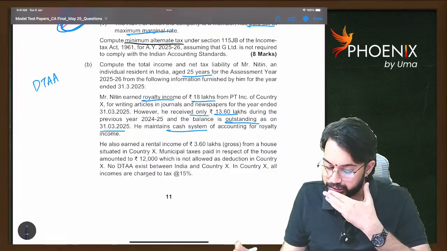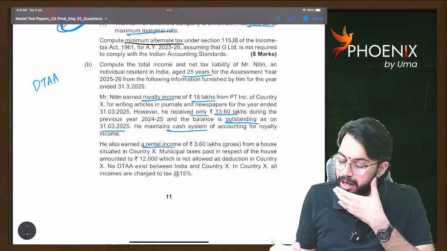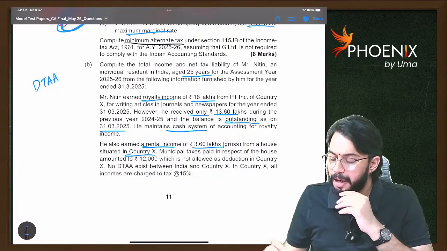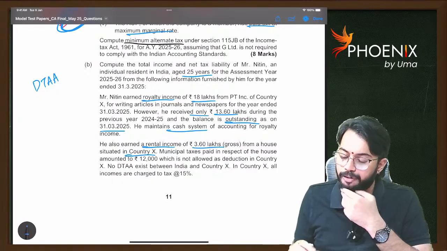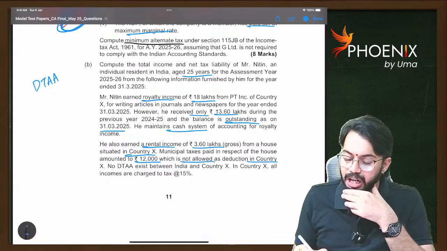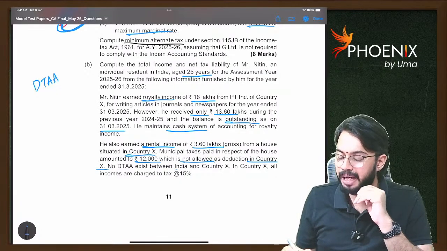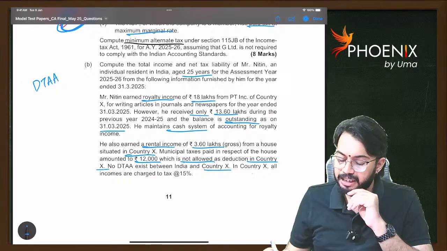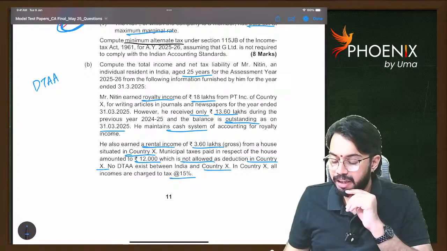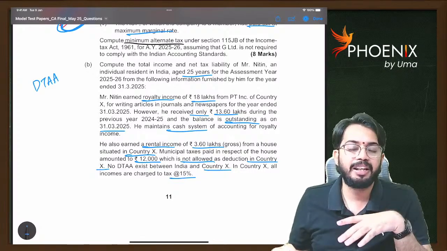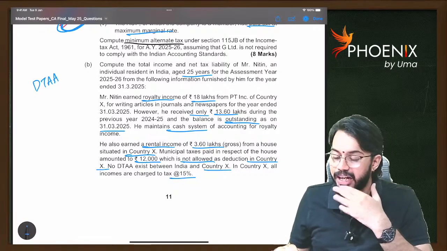Okay. He also earned rental income 3.6 lakhs from a house situated in country X. Municipal taxes paid in respect of house amounted to 12,000, which is not allowed as deduction in country X. No DTAA exists between India and country X. In country X, all incomes are chargeable at tax of 15%. So what will we do? We will calculate the income, then we will calculate the tax liability.